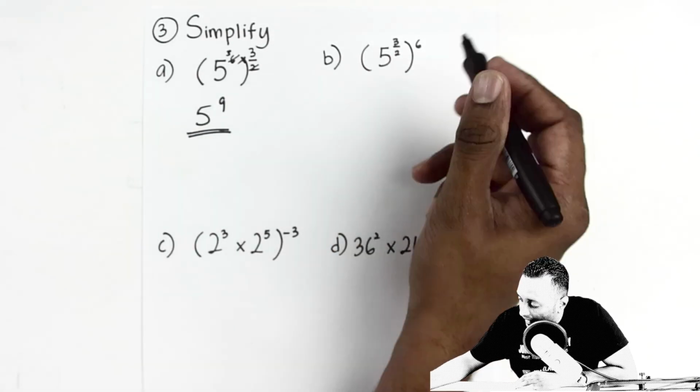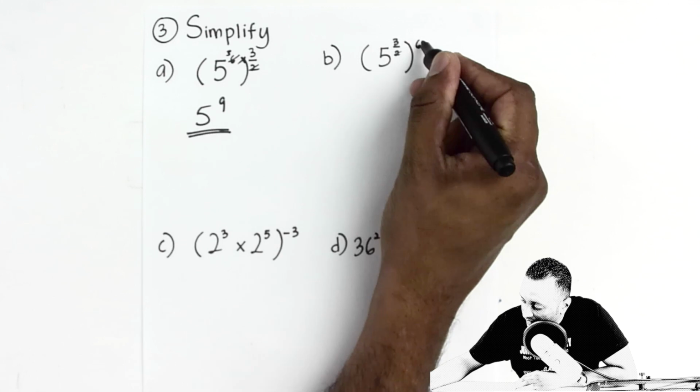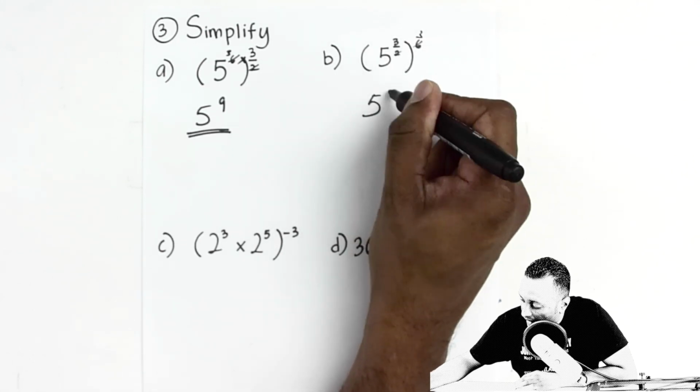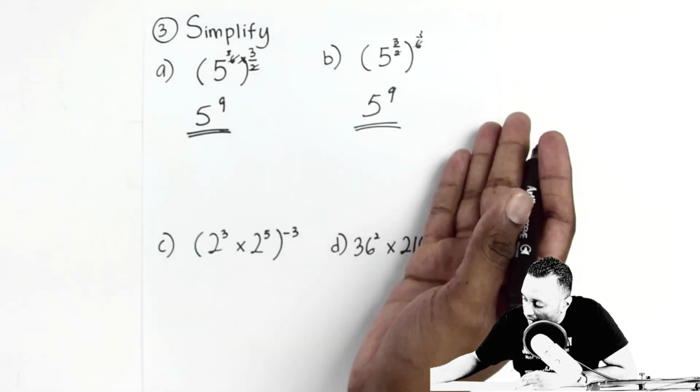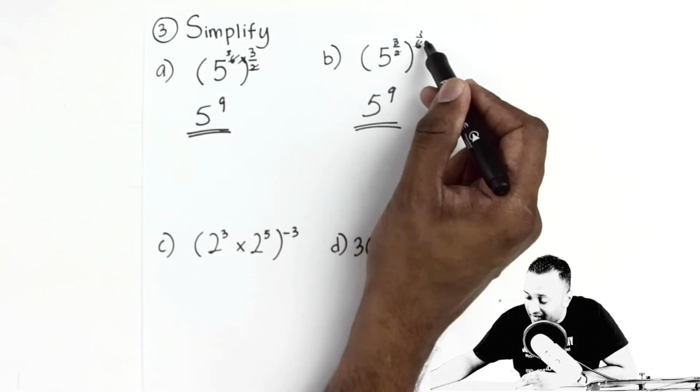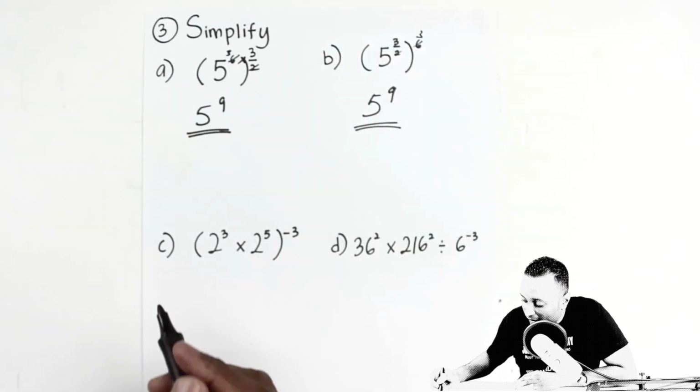Okay. Next, let's have a look at this B. So the 2 and the 6 you can cut. This is going to be 3. 3 times 3 is going to be what? 9. It's 5 power 3 times 3 is 9. It's the same answer as the first one. In fact, in the first, the 3 over 2 is inside and 6 is outside. Here, this 3 over 2 is inside, 6 is outside. That's all.